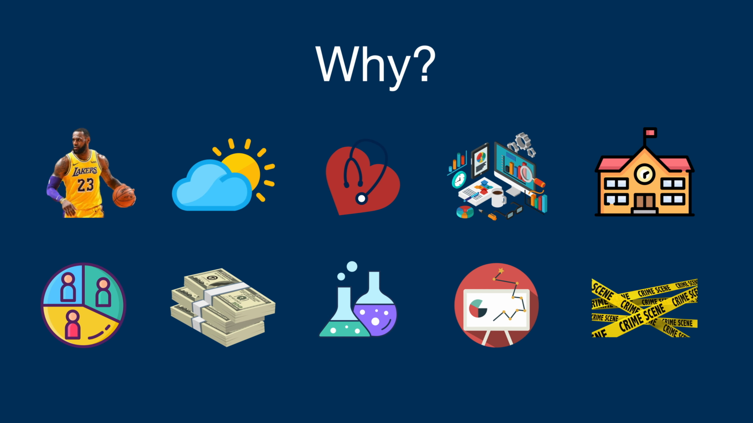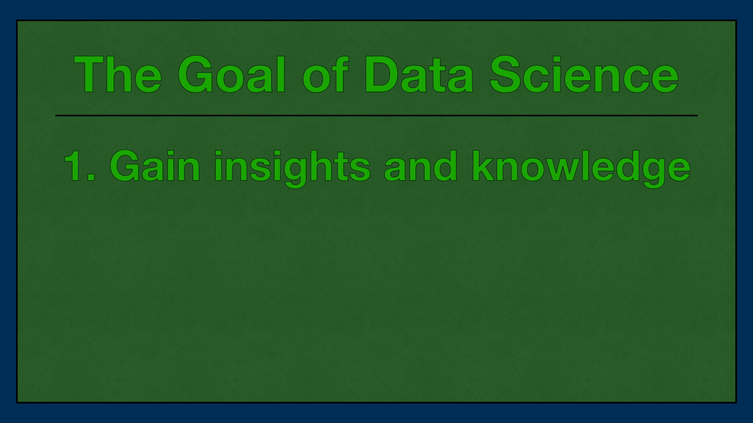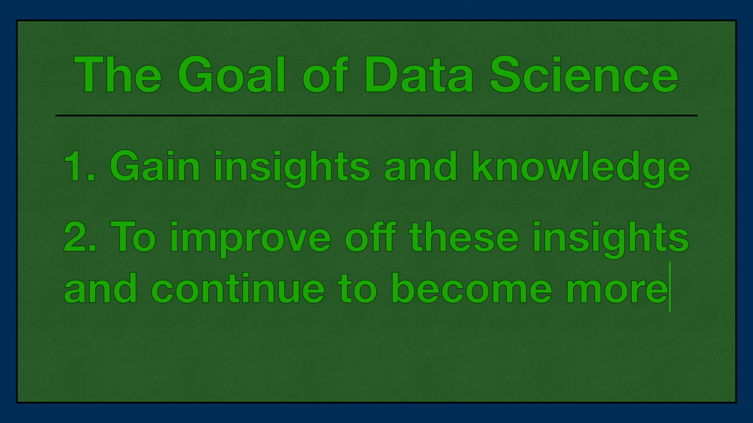So now you're asking yourself, why? So let's answer that. Let's look at the goal of data science. And you should always ask yourself why in anything, but when studying data, there's really 2 main goals here. The first is just to gain insights and knowledge. So you look at the data and just what is it showing you? The second is to actually use that data and insights to improve and continue to become more and more efficient. So if there's to be one word to narrow it down, I would say the goal of data science is about efficiency and becoming more efficient. And you use the data to help you do that.